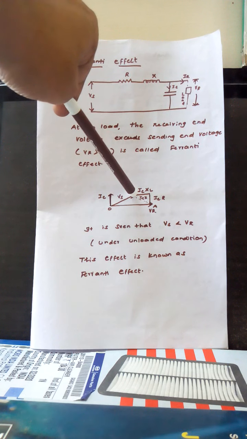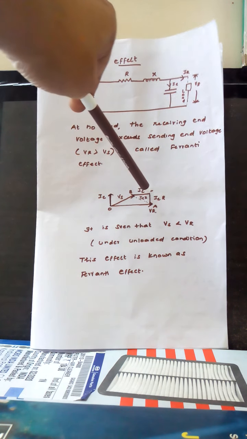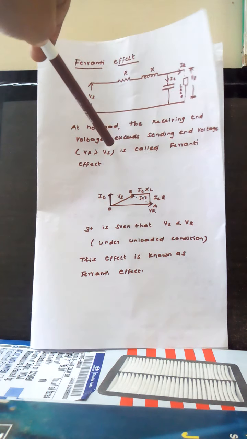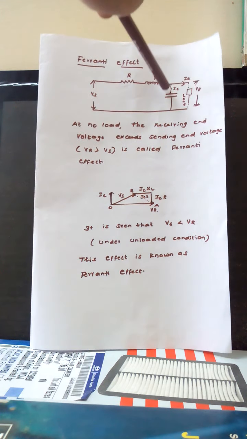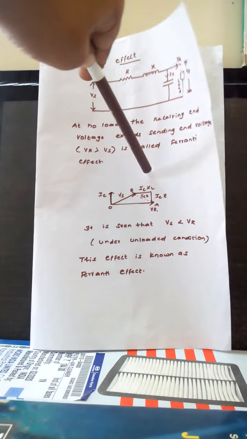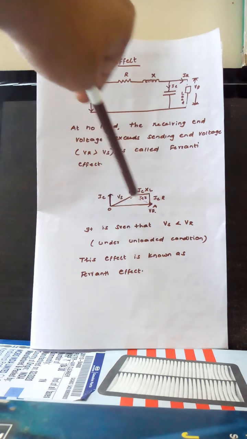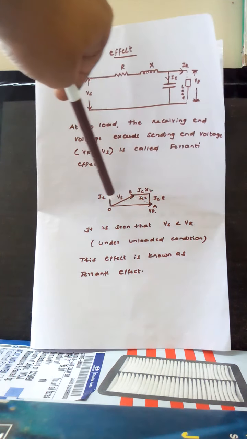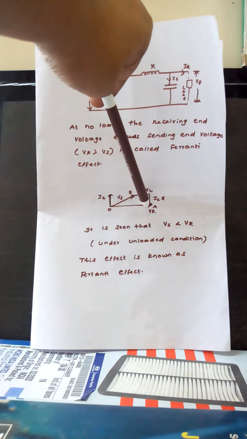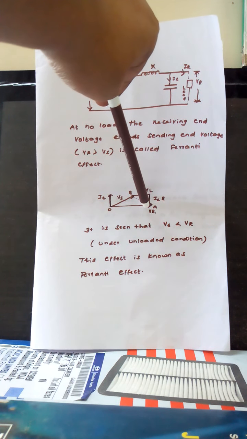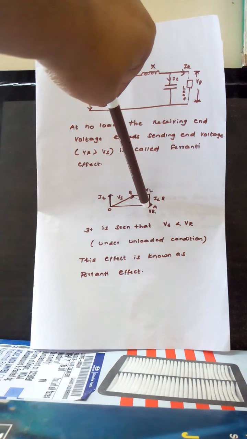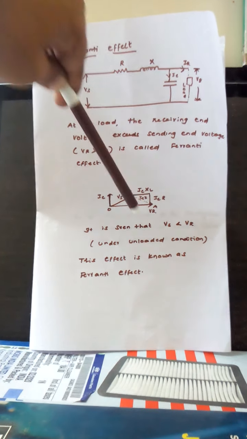If we add these, we get the total impedance drop. Vs is nothing but VR plus this drop. Adding VR and this drop, we get Vs. From this we see that Vs is less than VR under an unloaded condition, that is, a no load condition. This effect is known as the Ferranti effect.